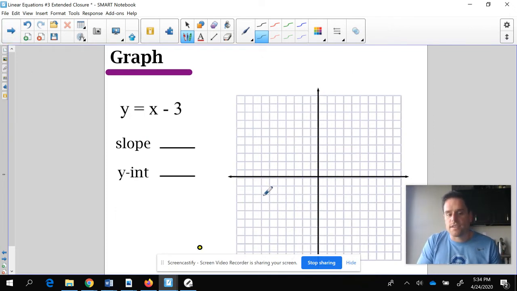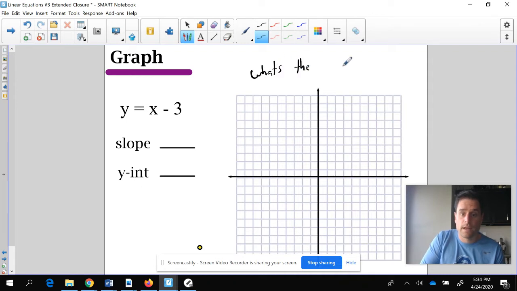Now let's take one where it doesn't have the line, but we do have the equation. So what does the graph look like?